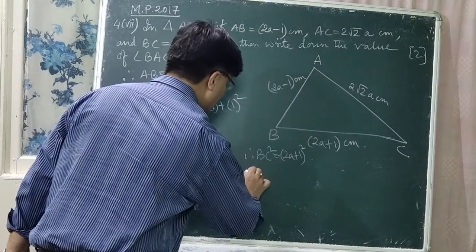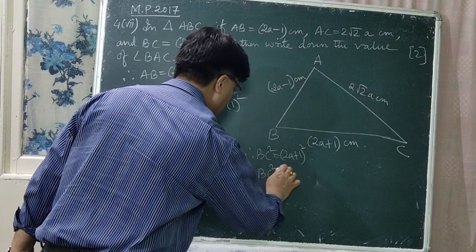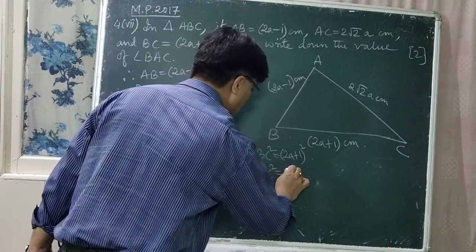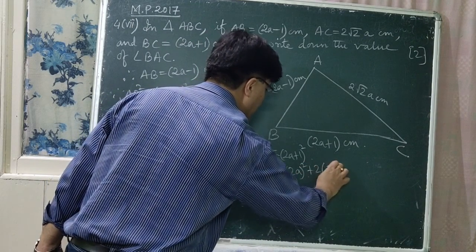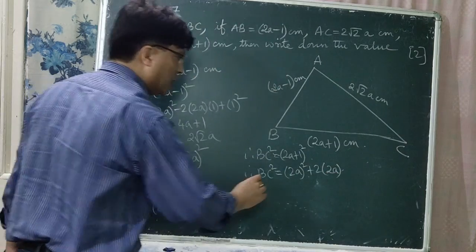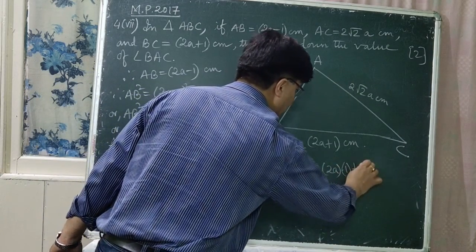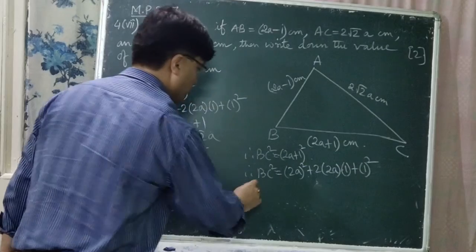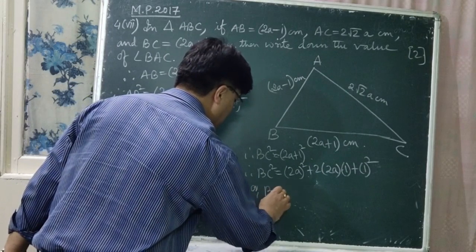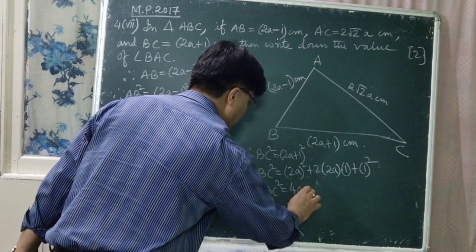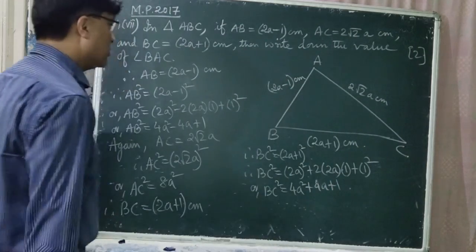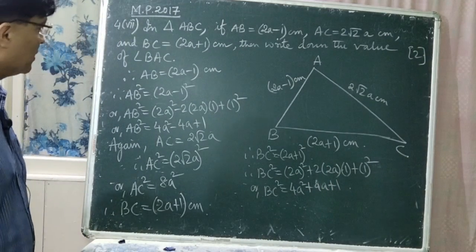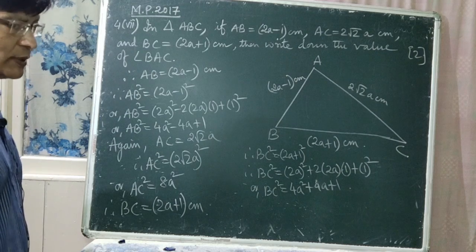So let us find out this value. BC square is equal to, what is a? 2a whole square, plus 2 into 2a into 1, what is b? 1, and b whole square is 1 whole square. Okay? So BC square is equal to 4a square plus 4a plus 1. That is your BC square. So I think you have understood it.